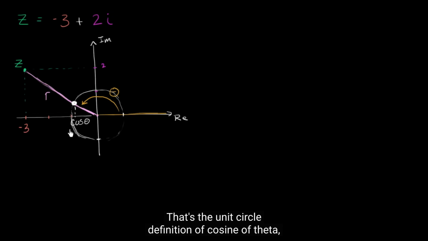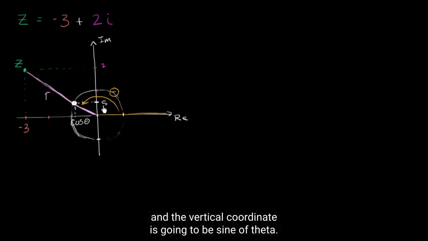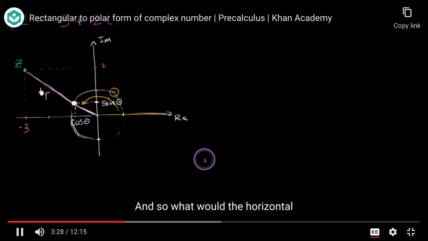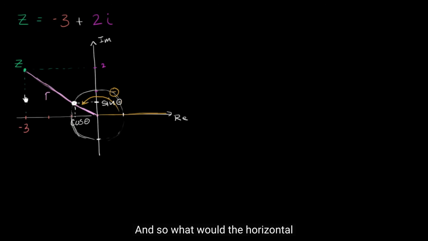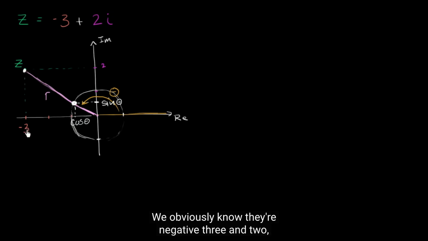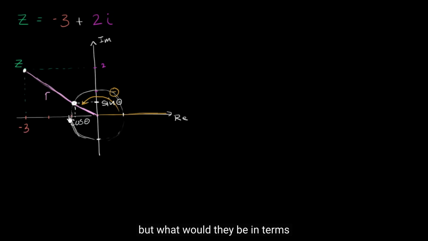That's the unit circle definition of cosine of theta. And the vertical coordinate is going to be sine of theta. And so what would the horizontal and vertical coordinates of this point be? We obviously know they're -3 and 2, but what would they be in terms of cosine theta and sine of theta? Well, look, this point right over here is a radius of 1 away from the origin.